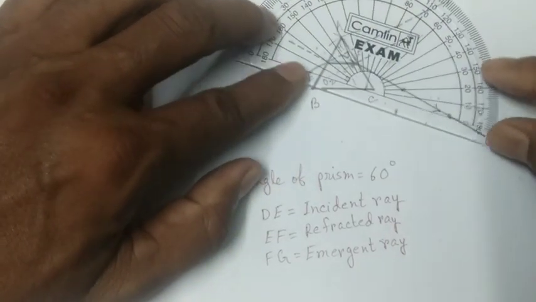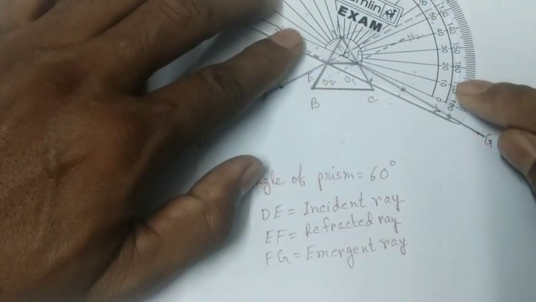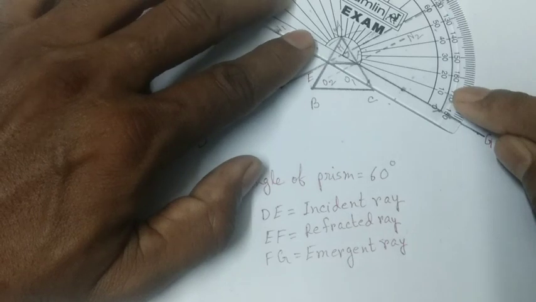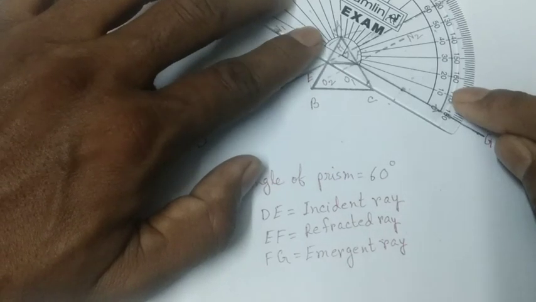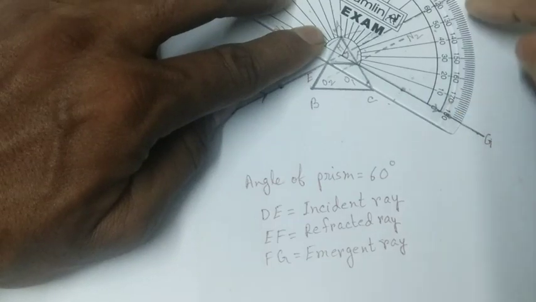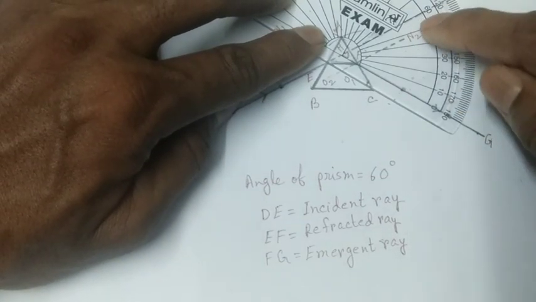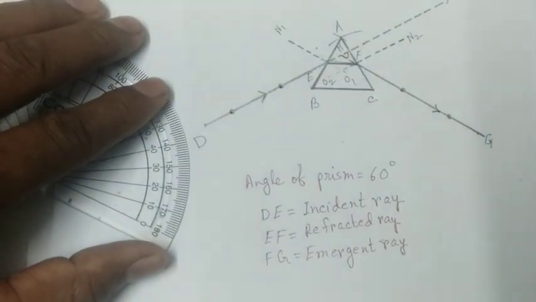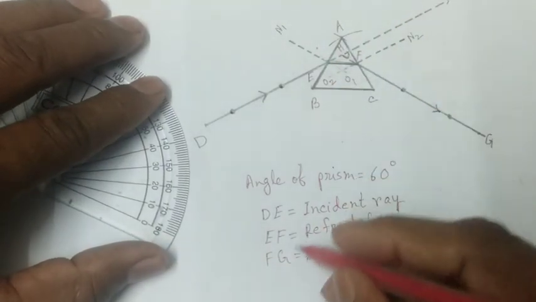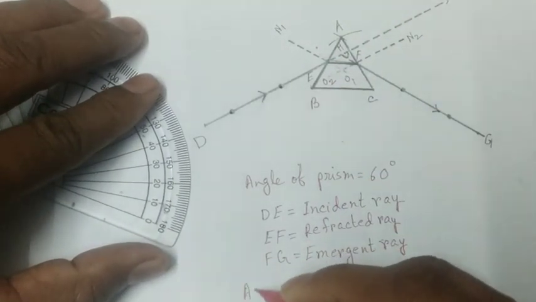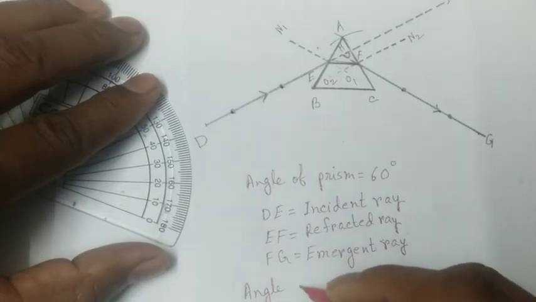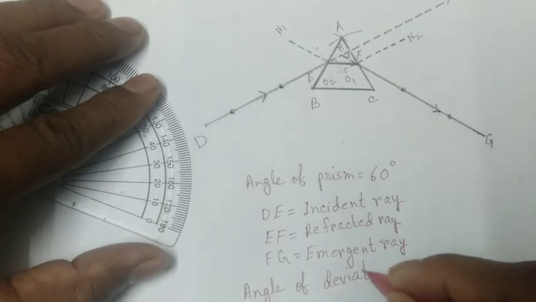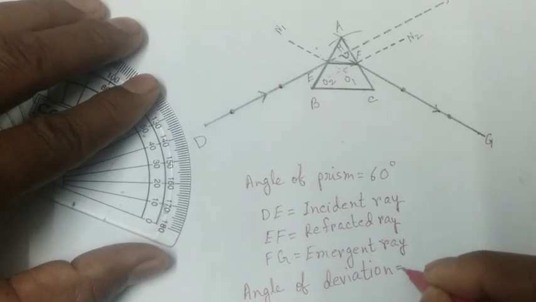Here you see, we are measuring the angle of deviation. Here you see that the angle of deviation is 60 degree. Here you see angle of deviation, this one, that is 60 degree. Therefore, we are writing here that the angle of deviation is equal to 60 degree.